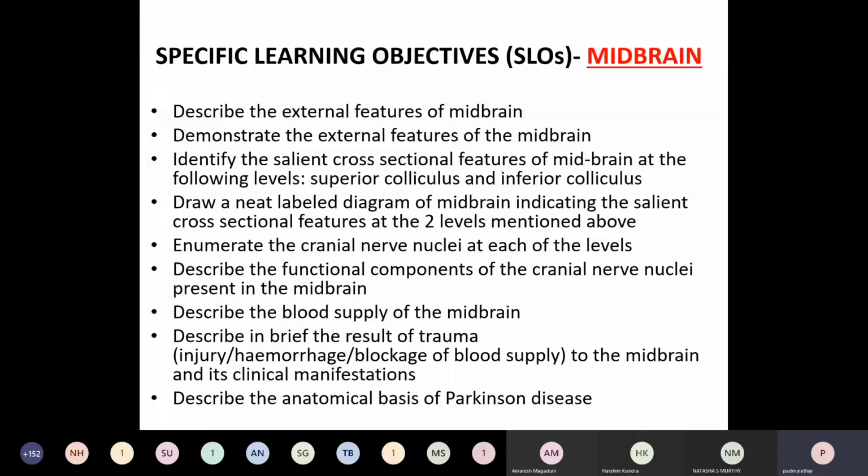Similarly, in the midbrain you should be able to enumerate and describe the functional components of the cranial nerves present in the midbrain, the blood supply of the midbrain, and describe the applied anatomy related to the blood supply of the midbrain, as well as the anatomical basis of Parkinson's disease.